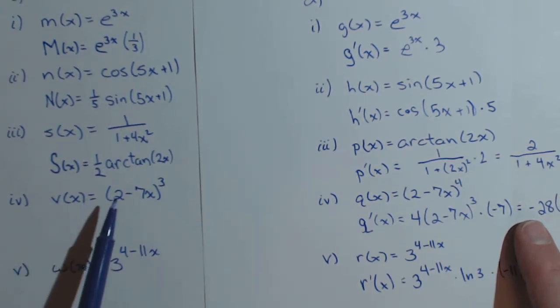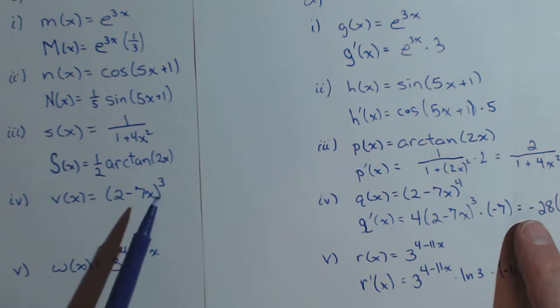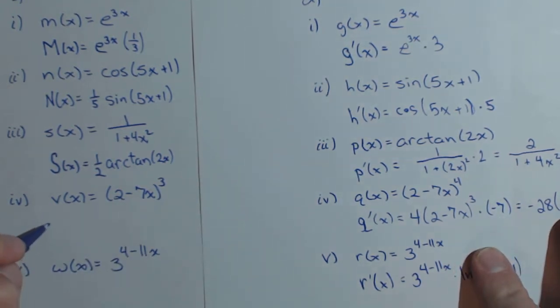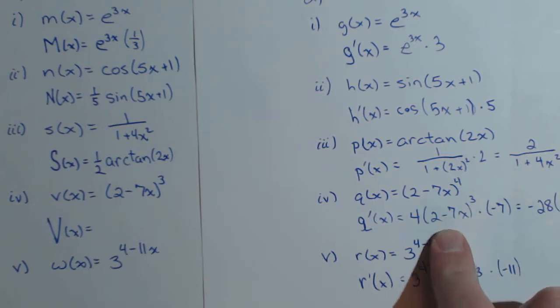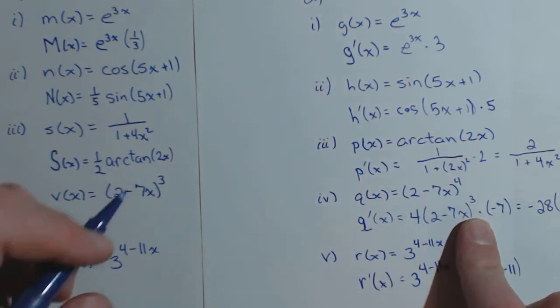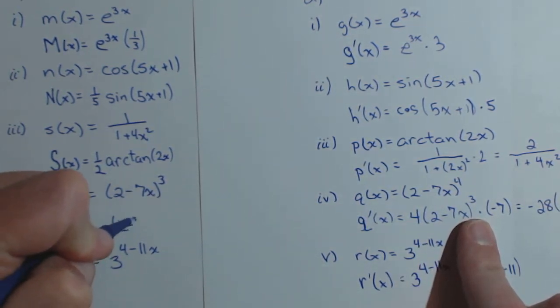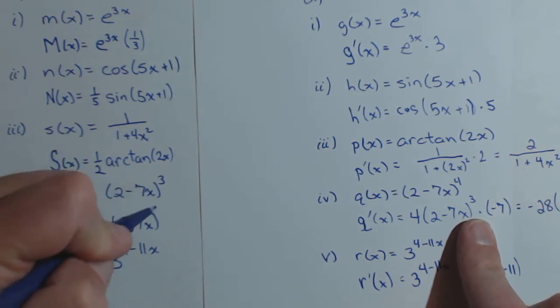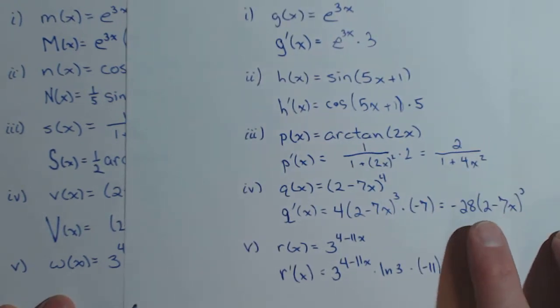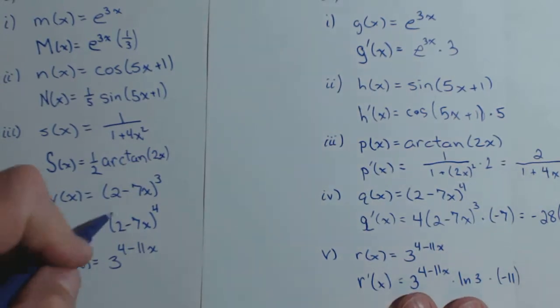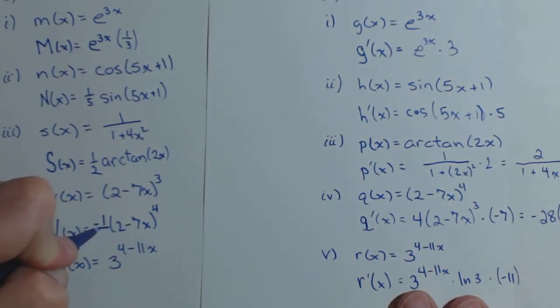Now here we have v of x is 2 minus 7x to the third. We want capital V of x. Well, notice when it was 2 minus 7x to the fourth, it had 2 minus 7x to the third in the derivative. So we know it's going to have 2 minus 7x to the fourth. The only problem is there was an extra negative 28 that was multiplied, so we need to get rid of that, so we have to multiply by negative 1 over 28.